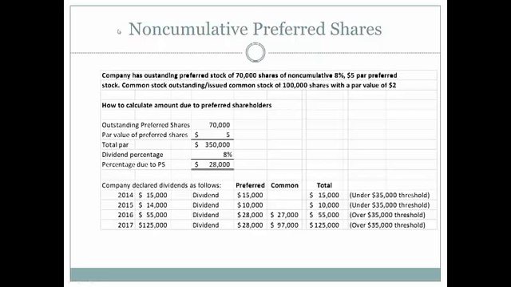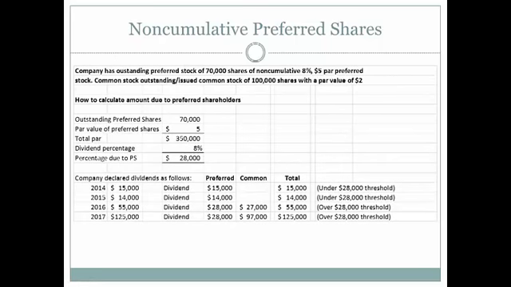And the reason why the common shareholders are paid last is because they have the voting shares, and they're the ones, if the company's in liquidation, that have run the company into the ground sufficiently that it has to declare that it is no longer a viable company and liquidates. So the creditors will be satisfied first. After that, the preferred shareholders, and finally, the common stockholders. All right, so non-cumulative preferred shares. The company has outstanding preferred stock of 70,000 shares of non-cumulative 8% $5 par preferred stock. It also has common stock outstanding or issued of 100,000 shares with a par value of $2 per share.